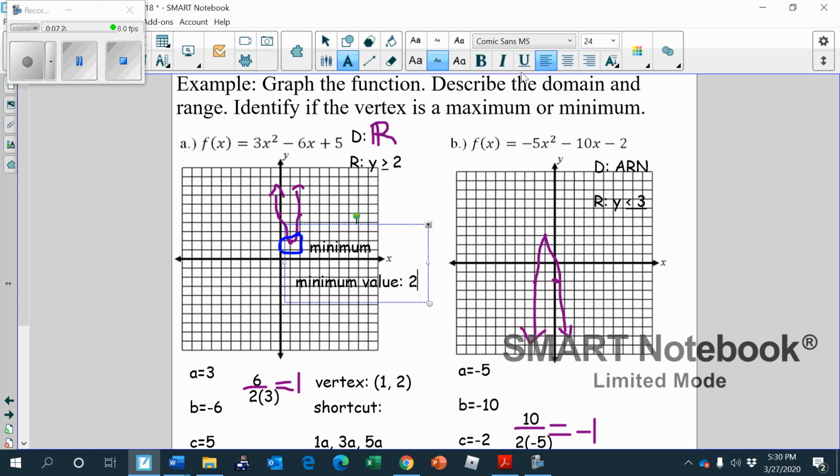Same thing over here. Well, not exactly the same thing, because now your vertex is the highest point on the graph because it opens down. So we're going to call that our maximum. And then our maximum value, same thing here, is going to be the y value of the vertex. So in this case, the y value of the vertex is 3. So the maximum value is 3. How do we do there? Good? Okay.